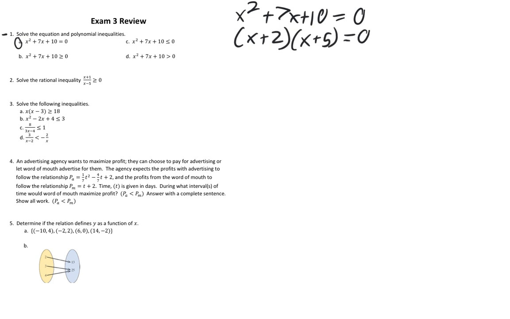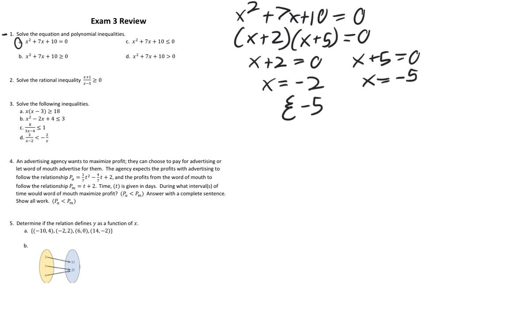So now what we have to do is set each of them equal to 0. So x plus 2 is equal to 0. X plus 5 is equal to 0. So we know our two answers are going to be x is equal to -2 and x is equal to -5. I write that with our curly brackets of -5, -2. We write the -5 first because it's smaller.